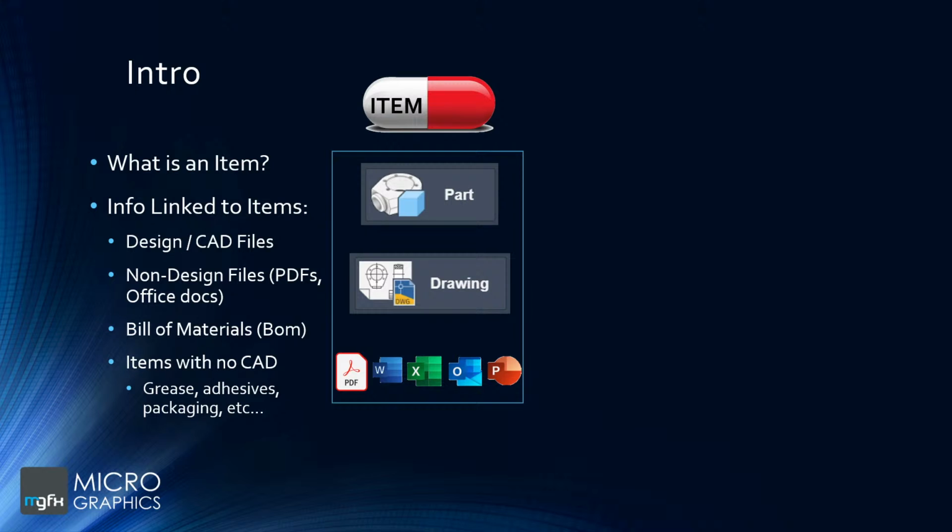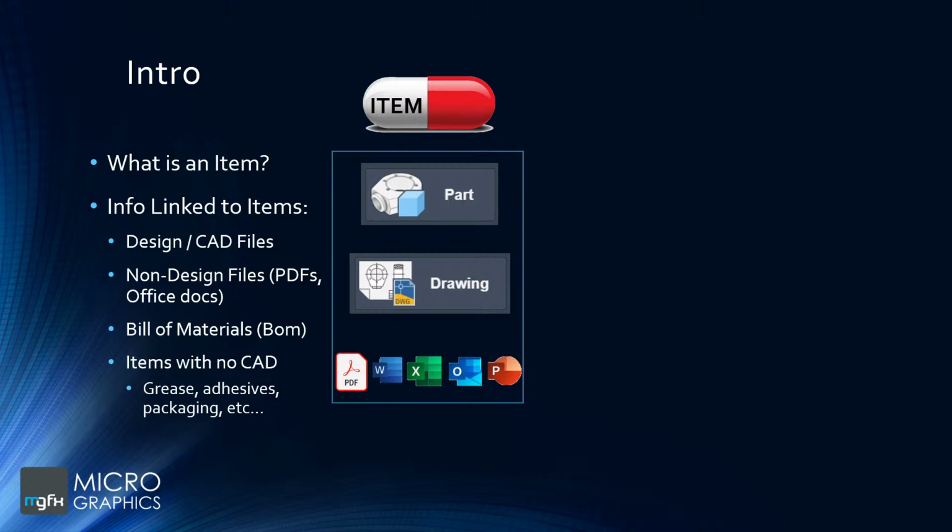So a capsule or an item inside of Vault can have multiple linked items or files within it. And so if we look at the item here, this item shows us it has a part linked to the item. The drawing for that part is also linked to the item. If you're using CAD files, this would typically be the minimum that is inside of your item. And then over and above that, the user can manually add any other documentation or any other information that they feel needs to be linked to that part and drawing.